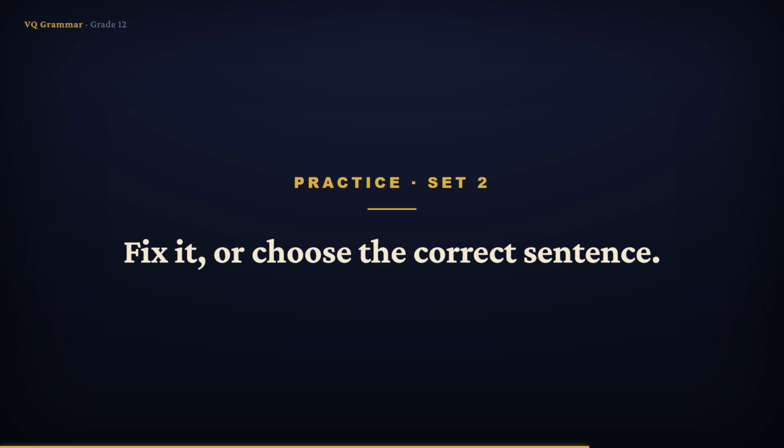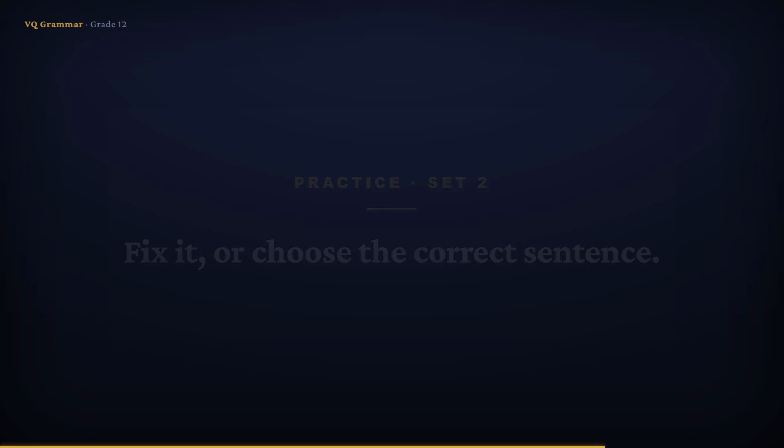In this second set, some of the sentences are already wrong. Decide what the correct version is. Fix the agreement or choose the sentence that's right. Same method as always. Find the true subject, then match the verb to it. Pause and commit before I explain.